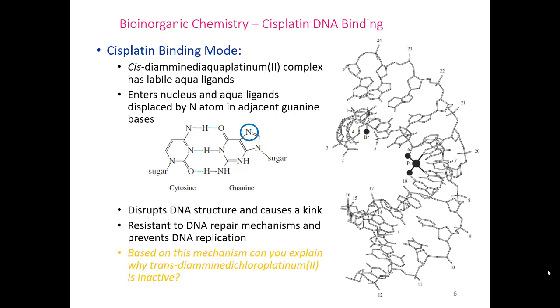Based on this mechanism, can you explain why trans-diamine dichloroplatinum(II) is not an active chemotherapy agent? The cis binding mode forms the necessary kink to disrupt cell function, prevent DNA replication, and cause cell death or apoptosis. A trans-binding mode, on the other hand, could potentially link two DNA strands together, but wouldn't cause a kink in the double helix, and would not disrupt the DNA structure enough to prevent DNA replication and cause cell death. So this is why it needs to be cis-diamine dichloroplatinum(II).